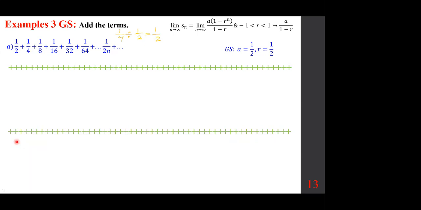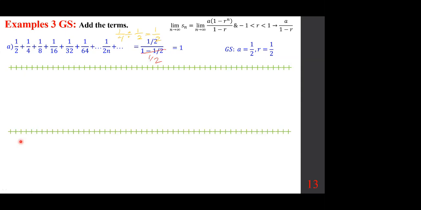So therefore, we can use this formula. A over 1 minus R, A is 1/2, R happens to be the same thing. Okay, everyone? And so what happens next? 1 minus 1/2 is 1/2. 1/2 over 1/2 is 1. Class, if you want, you can change this to 1/2.